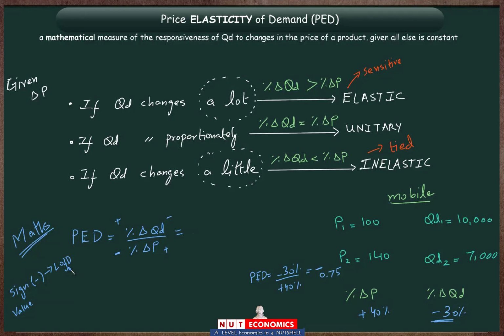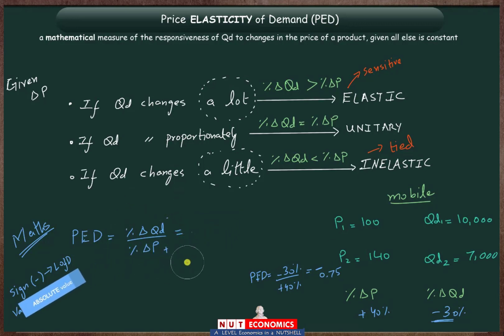Define what a PED is: a mathematical way of measuring the responsiveness of quantity to changes in price. Give the formula and explain that you will always end up dividing the opposite sign, so you will get a negative answer that reflects the law of demand. And then the value of PED: what does it tell in terms of economics meaning, and how can it tell us whether the demand is elastic or inelastic or unitary elastic?